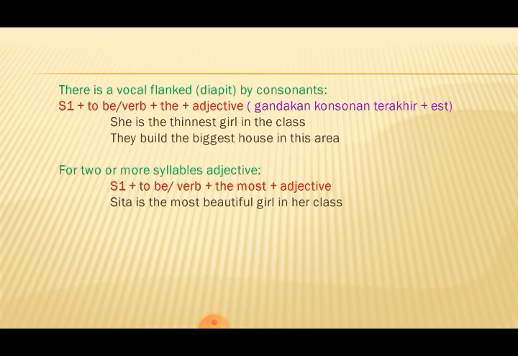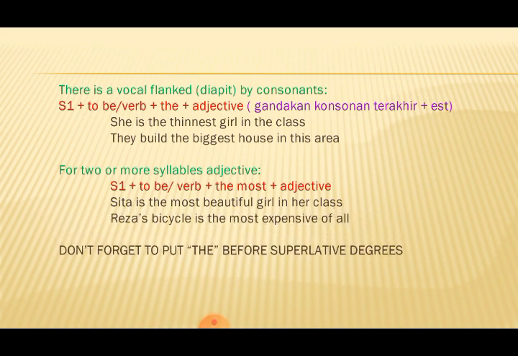Sita is the most beautiful girl in her class. Beautiful. There are 3 syllables in the adjective. Beautiful, ada 3 suku kata pada kata sifat tersebut, sehingga kita menggunakan the most. Reza's bicycle is the most expensive of all. Sepeda Reza adalah yang paling mahal di antara semuanya. And don't forget to put the before the superlative degrees.